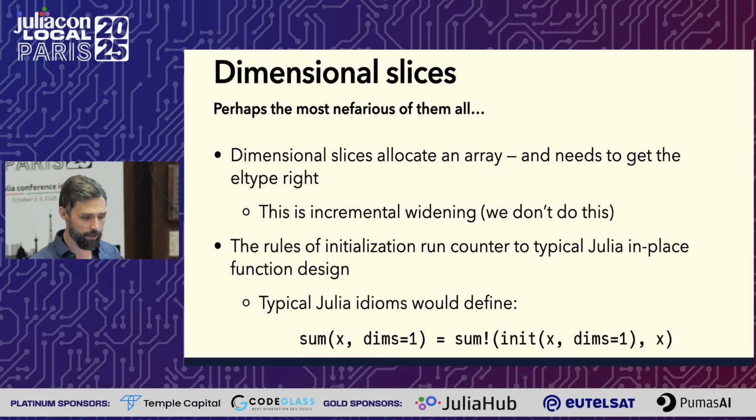And the rules of initialization run counter to what we often do, right? The typical Julia idiom of defining your out-of-place operation as the copy of the in-place operation. Or, you have your sum defined in terms of your sum bang, where you just figure out what's the good init value for this, and you do the sum bang into that good initialization vector. But we can't do that in this case, because how do you initialize a vector? Well, it depends on, is there one element in the array, or is there no elements in the array? Is there two elements in the array? Did you pass an init? All of those things change how you end up initializing that array.